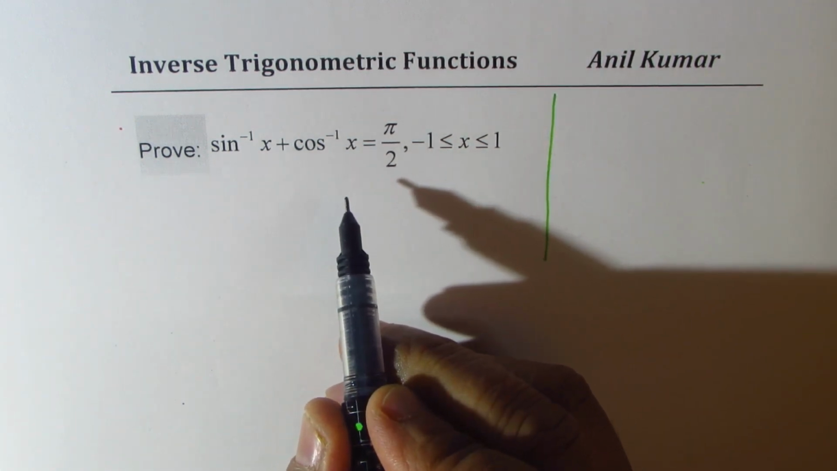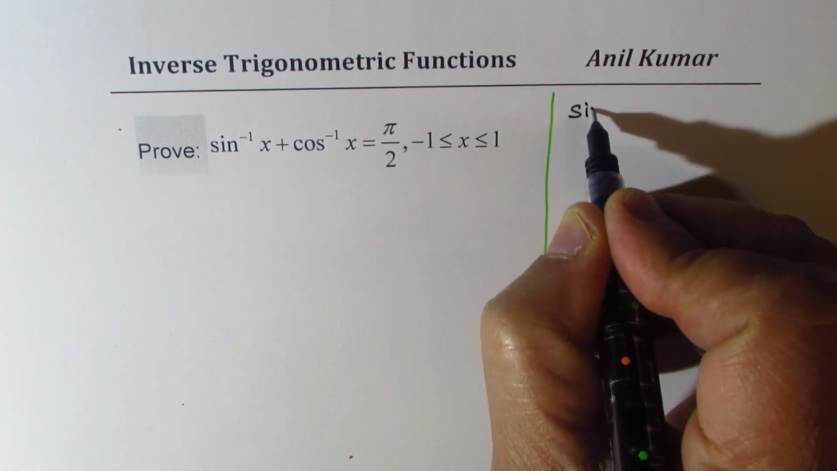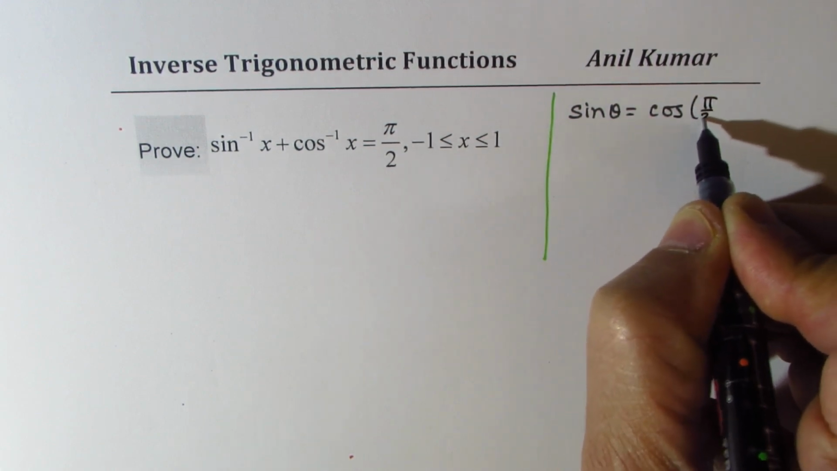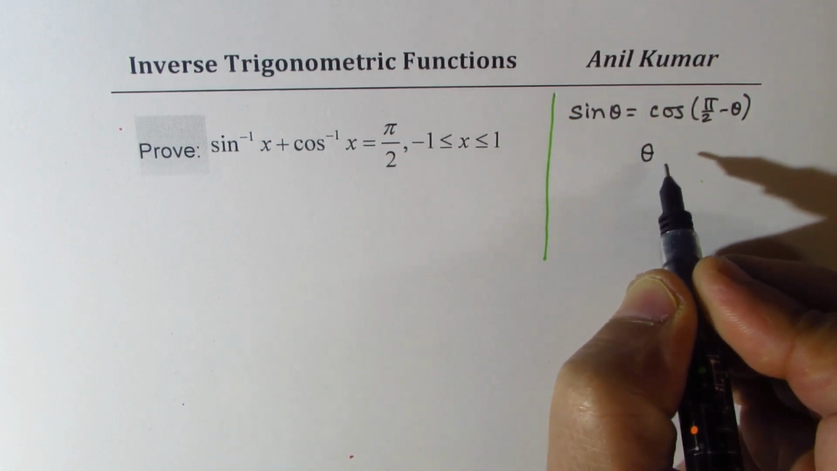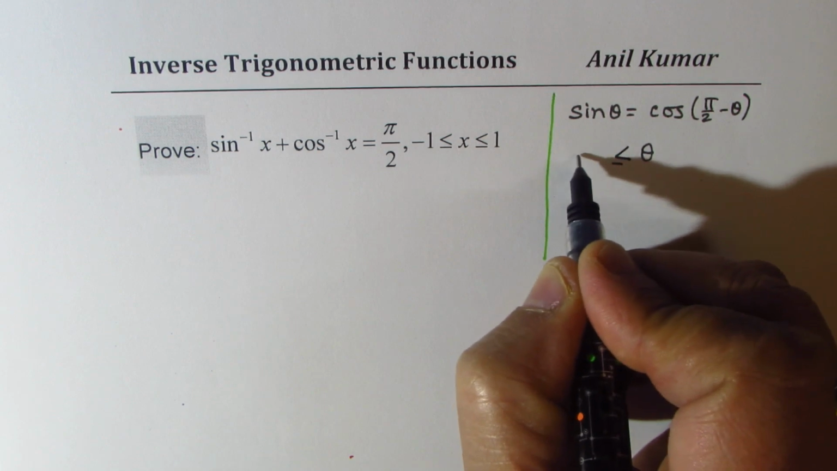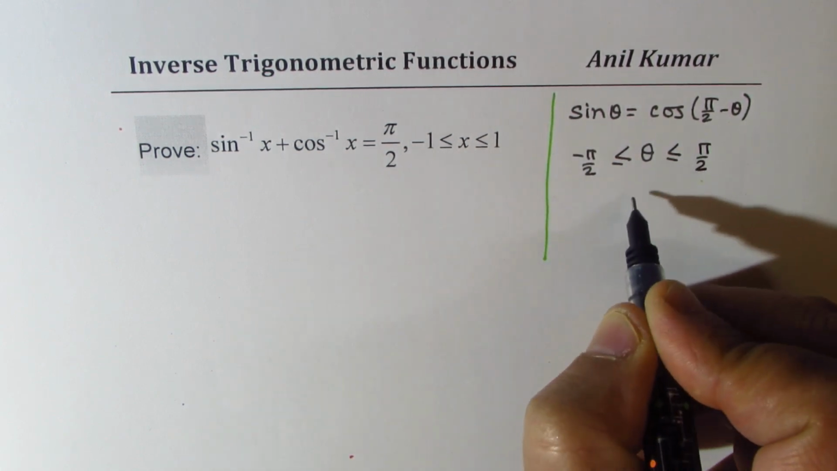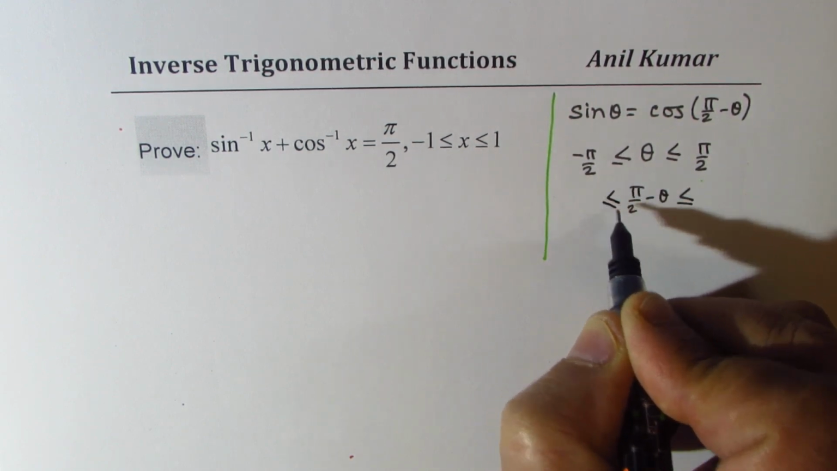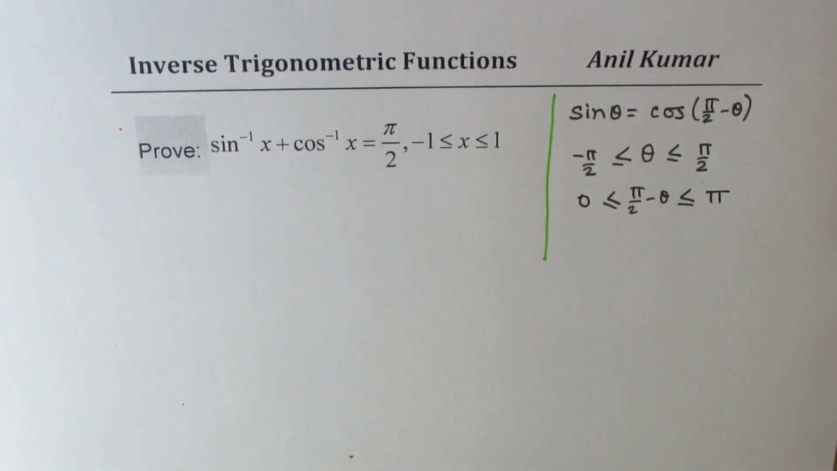That is, in co-function identity, we can always write that sine theta is equal to cos of pi by 2 minus theta. And when we say that theta is between minus pi by 2 to plus pi by 2, in that case, pi by 2 minus theta is between what? Is between 0 and pi, correct? So these two things we just showed you, you have to remember, correct?